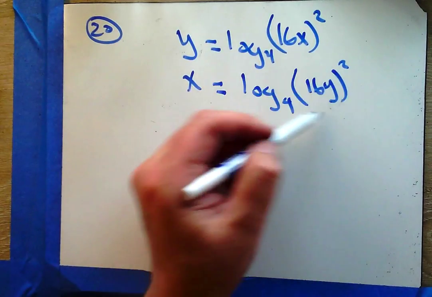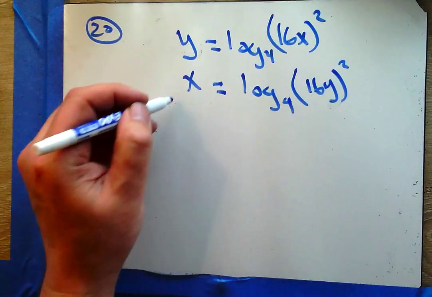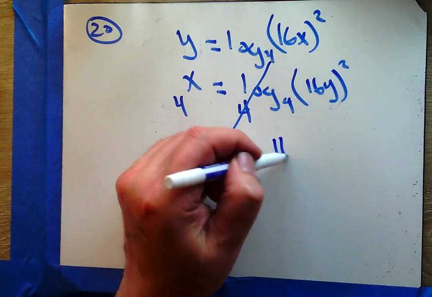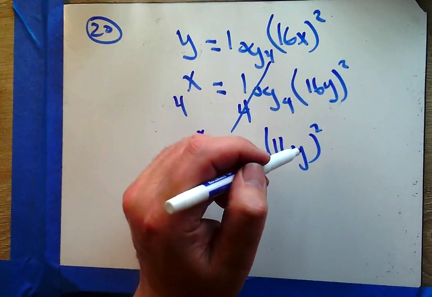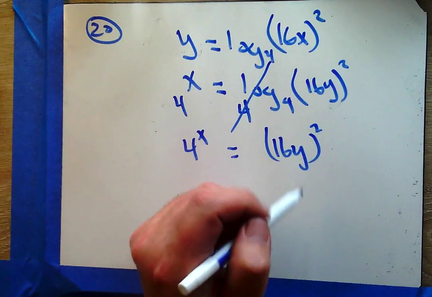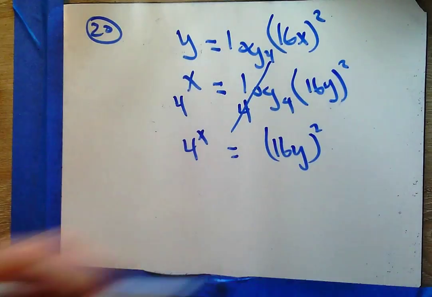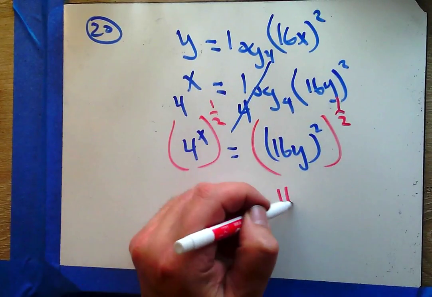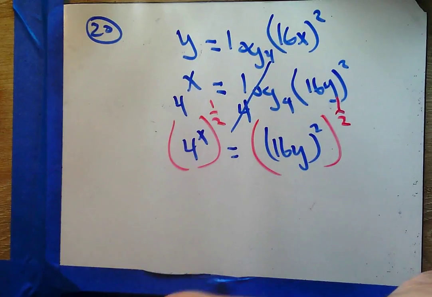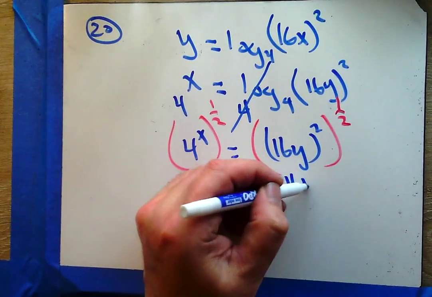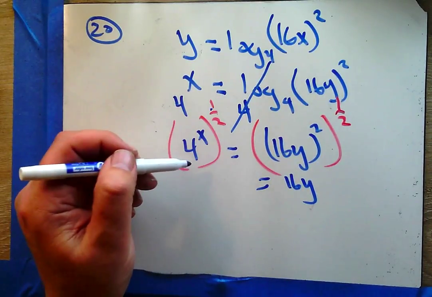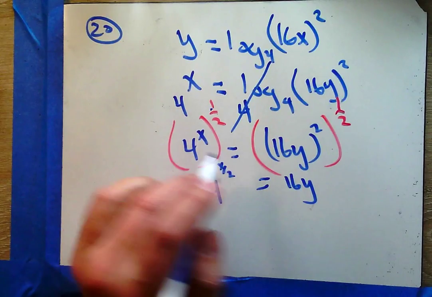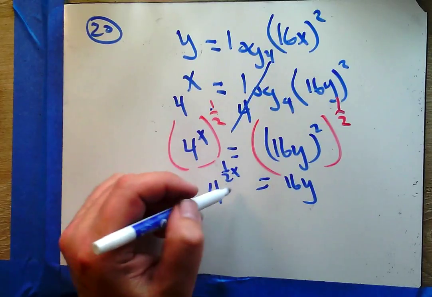Well, I can't get at any of this stuff until I get rid of the log. So I'm going to exponentiate with 4 on both sides. I have 4 to the x equals 16y squared. Okay, I have to undo this squaring. Well, that's square root, or raising both sides to the 1/2 power. So now I've got 16y on the right-hand side, and on the left-hand side, when I raise a power to a power, I multiply them. So I have 4 to the x over 2, or if you prefer, 1/2 x.